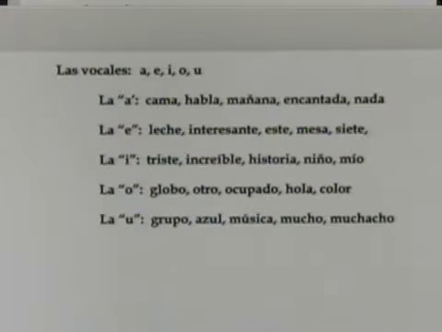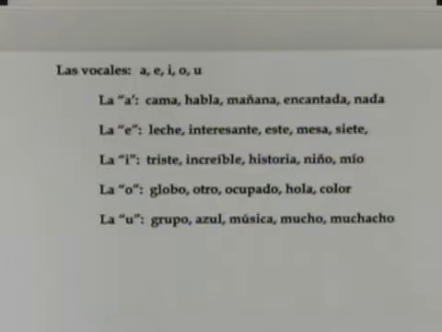First, let's look at the vowels. There are 5 vowels in Spanish. A, repite. A, E, I, O, U. When these vowels are on their own, they always are pronounced that way. A, E, I, O, U. Repite. A, E, I, O, U. Bien. Let's read some words that contain the letter A.